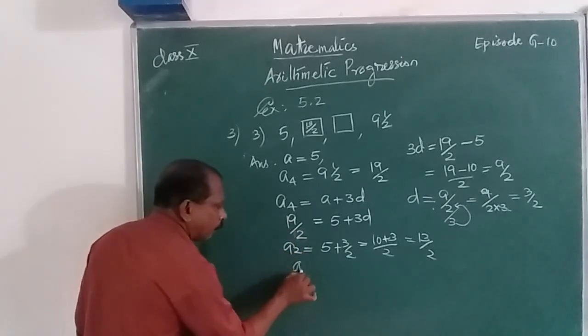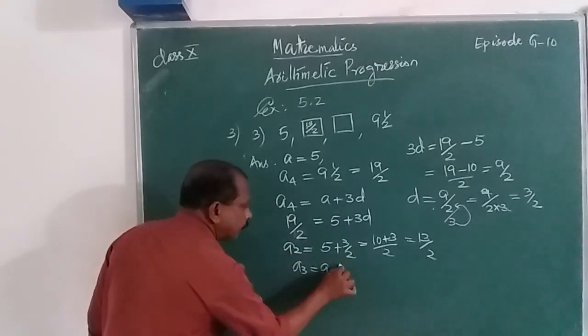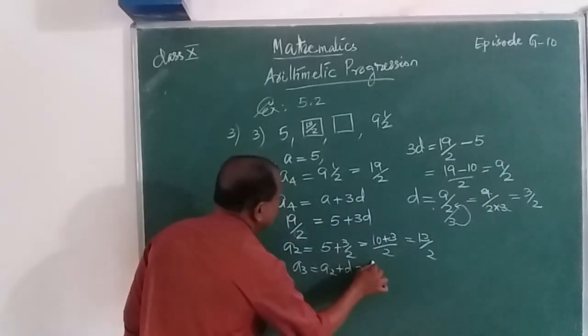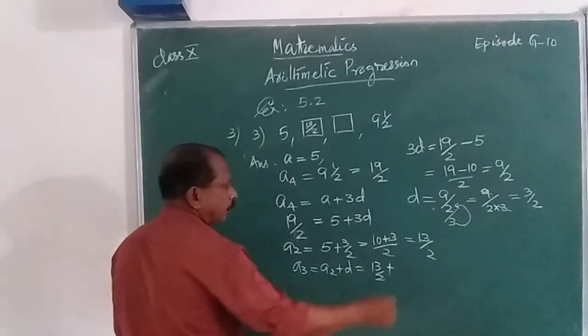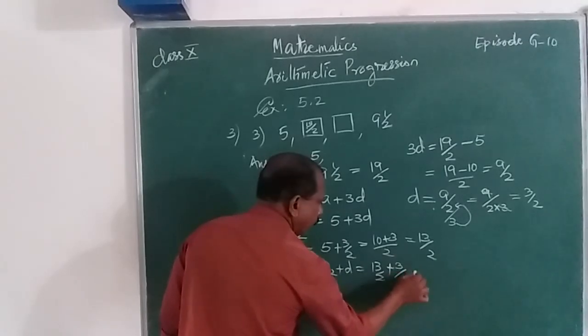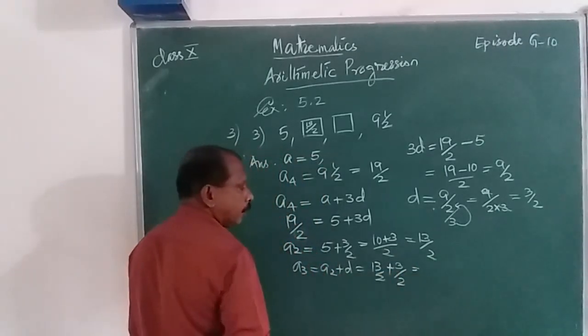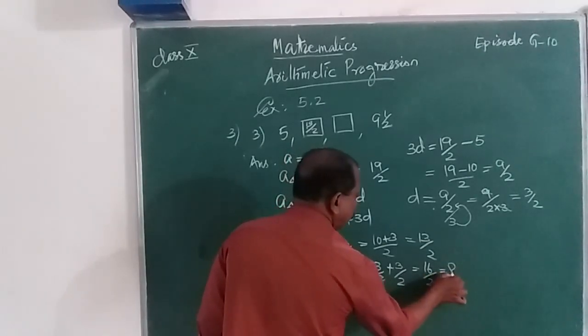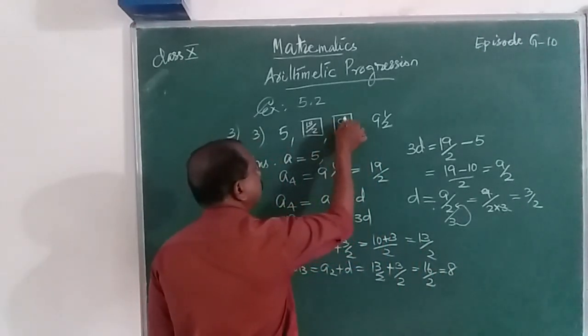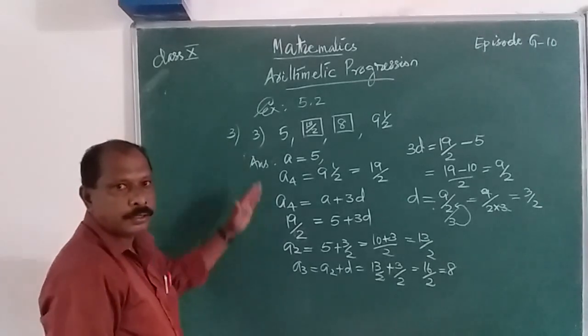Then A3 is equal to A2 plus D. That is 13 by 2 plus D, 3 by 2, is equal to 13 plus 3, 16 by 2, is equal to 8. Therefore, this missing term is 8. Okay, these are the answers.